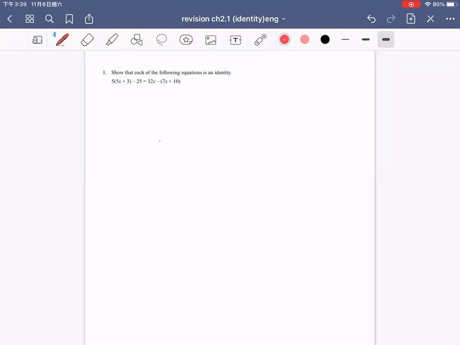Morning. Let's revise on chapter 2.1. Let's read the question first. So that it is an identity. What does it mean? So that it is an identity, which means left-hand side must be equal to the right-hand side, right? So again, we have left-hand side and the right-hand side. Okay, we copy left-hand side and the right-hand side separately first.